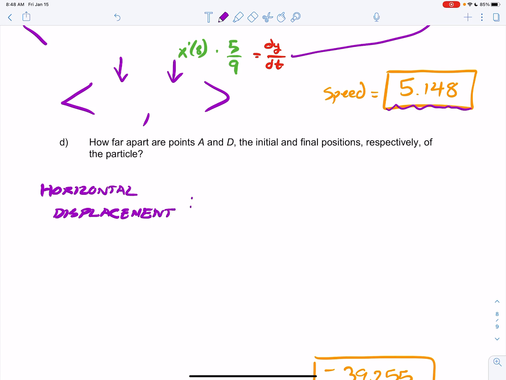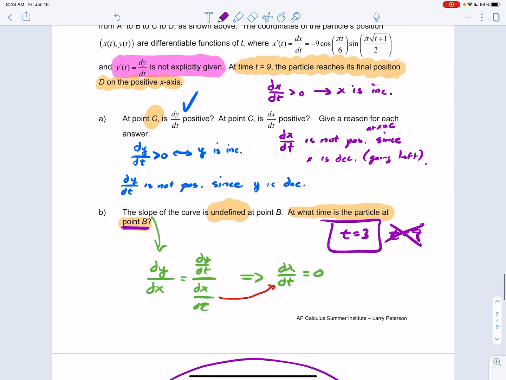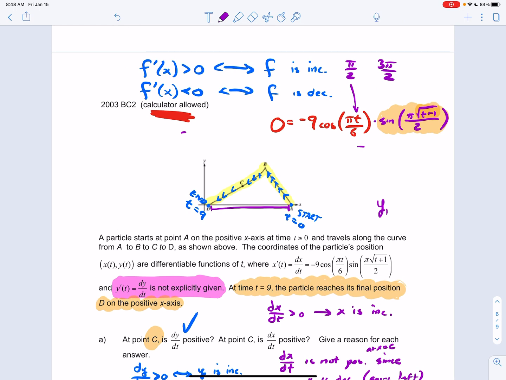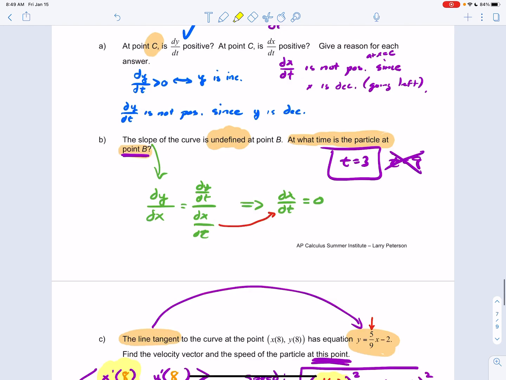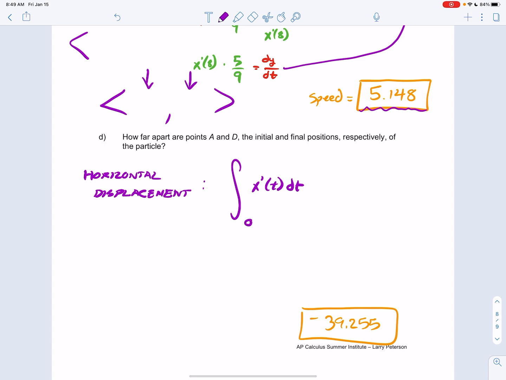So if you look back at your formulas if you need to, I know to get displacement, I have to integrate. Since it's a horizontal displacement, I have to integrate x prime of t. Now, I want to know how far it moved from time what to time what? Think about what your bounds would be. Notice how you start at t equals 0 and you end at t equals 9. So this would be from 0 to 9. All right, so that's your setup.